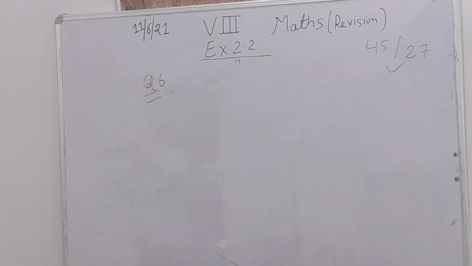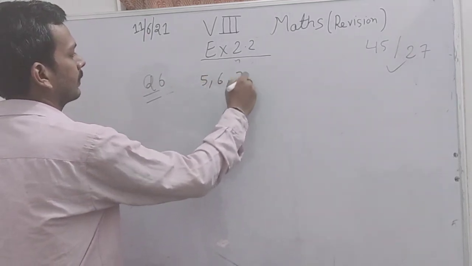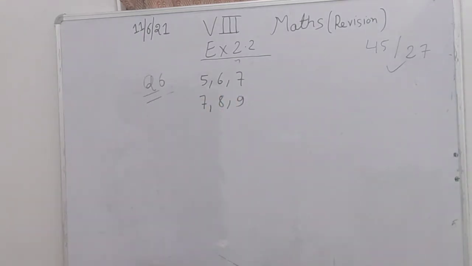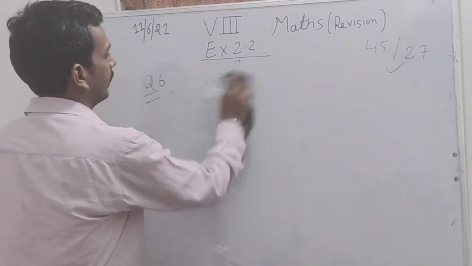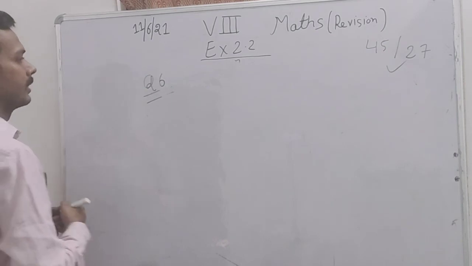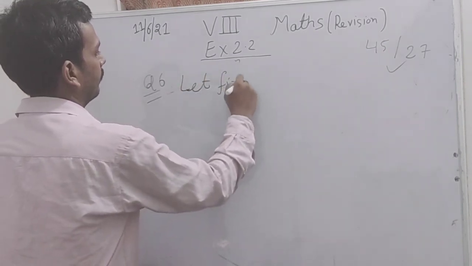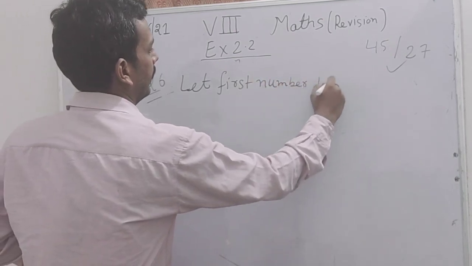Question number 6 is: 3 consecutive integers add up to 51. Consecutive means continuous. For example, 5, 6, 7 are continuous numbers. 7, 8, 9 are continuous numbers. Consecutive means continuous numbers. So suppose let the first number be x.